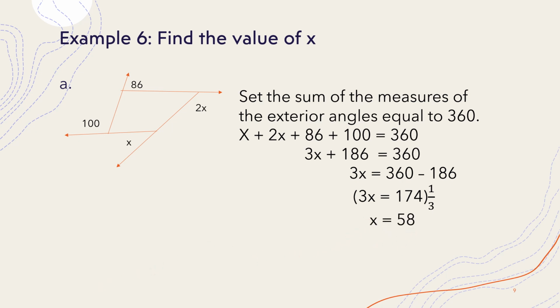Now, kung ang x mo ay 58, so this is 58 degrees. Ano ngayon yung 2x? So, 2x is equals to 2 times 58. So, that is equals to 8 times 2, 16. 2 times 5, 10 plus 1, 11. So, 116 po ito. Okay?